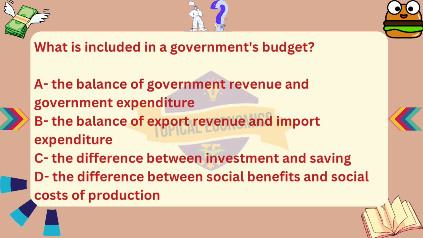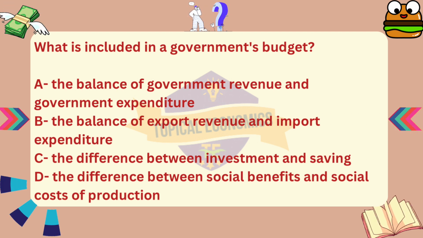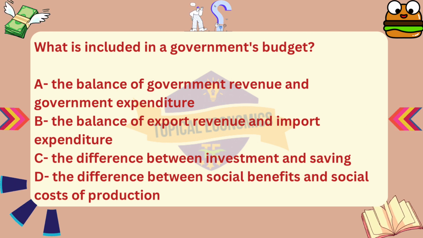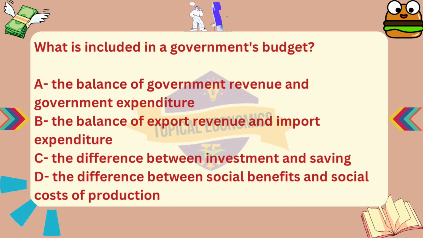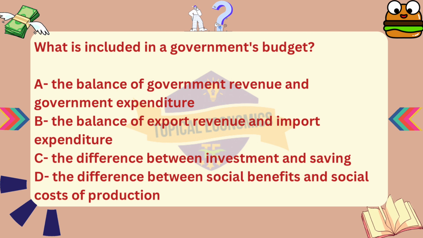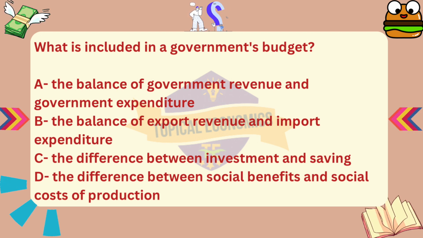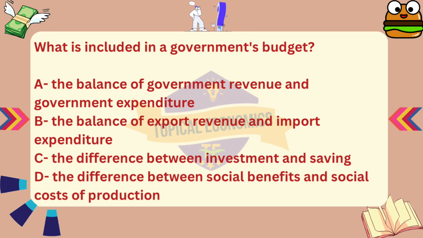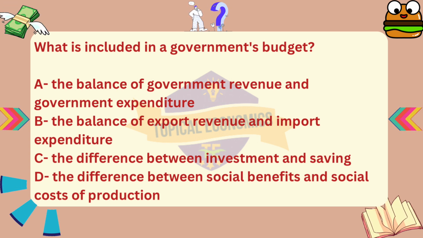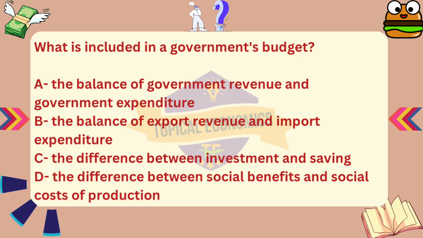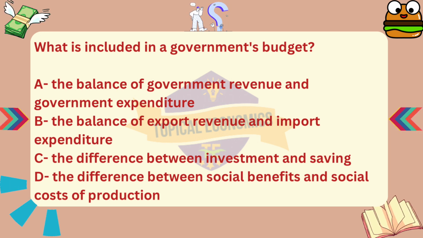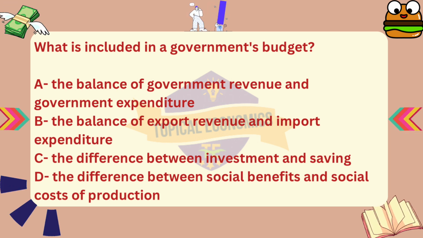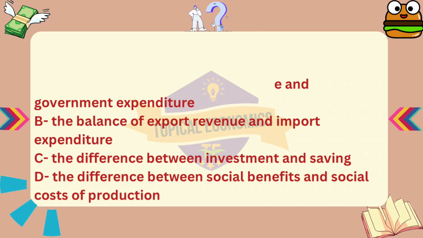The other options are not directly related to the government's budget. Option B: balance of export revenue and import expenditure, refers to the trade balance, not the government's budget. Next, option C: difference between investment and saving, refers to economic concepts in the context of national income and financial markets, not a government budget. Lastly, option D: difference between social benefits and social costs of production, relates to the concept of economic welfare or cost-benefit analysis, which is not typically included in the government budget.